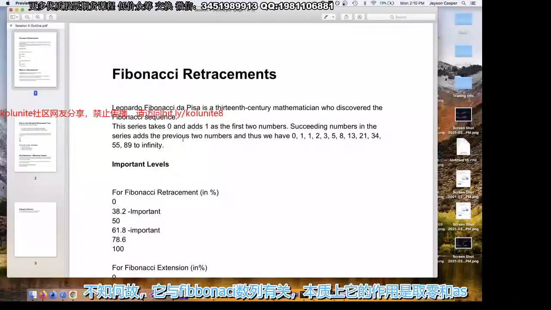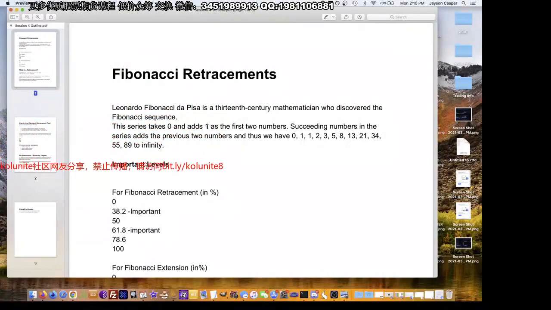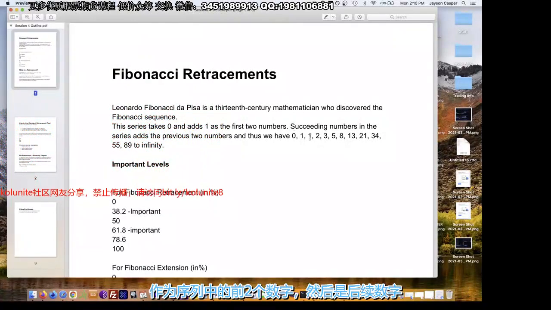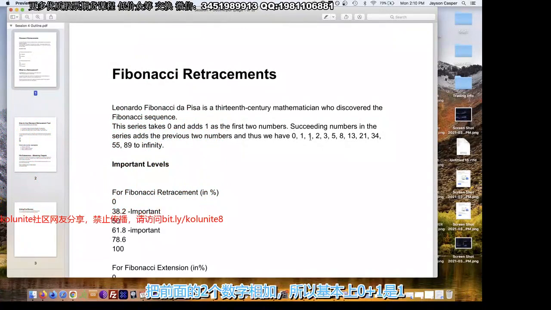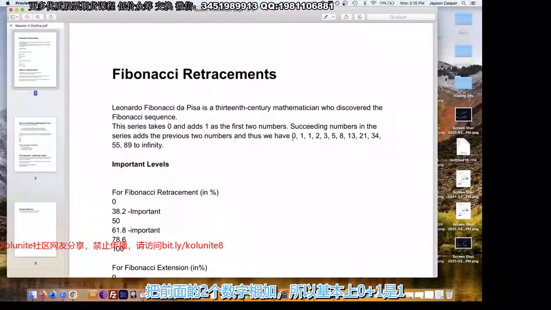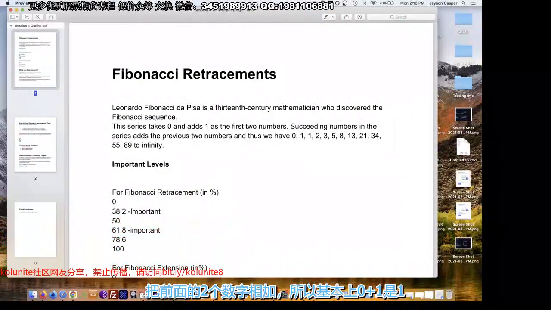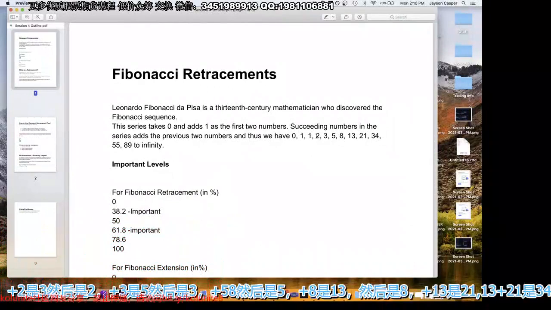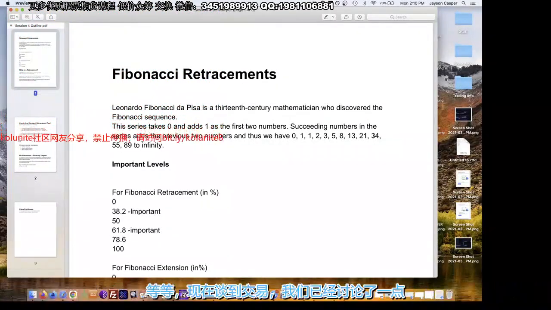And essentially what this does is it takes 0 and adds 1 as the first two numbers, and then the succeeding numbers in the series add the previous two numbers. So basically 0 plus 1 is 1, right? And then 1 plus 2 is 3, and then 2 plus 3 is 5, and then 3 plus 5 is 8, and then 5 plus 8 is 13, then 8 plus 13 is 21, and 13 plus 21 is 34, so on and so forth.